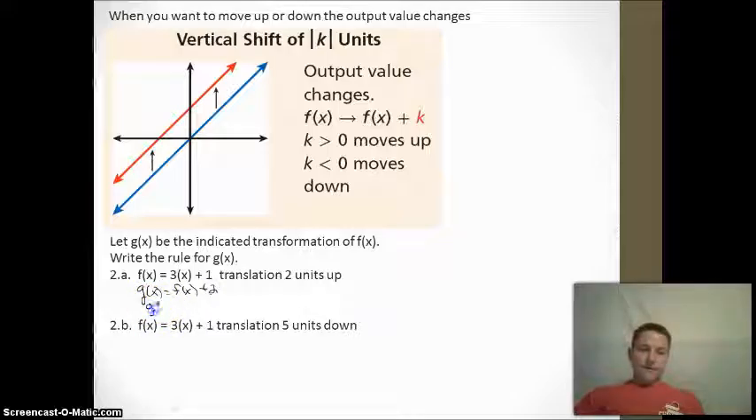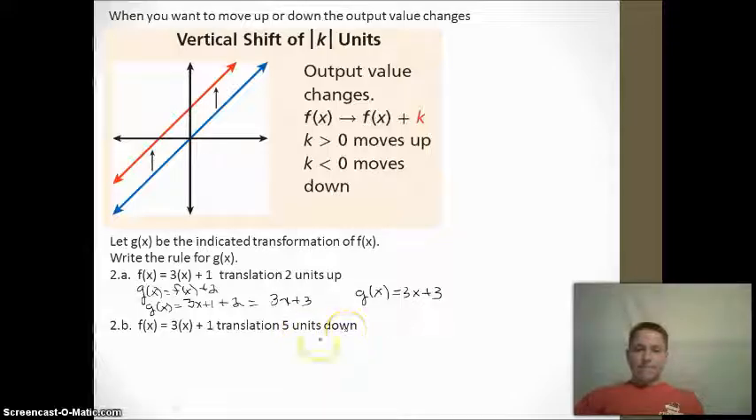To get g of x then, we take our old function f of x, which was 3x plus 1, and just add 2, because that's what the rule says. You take f of x and you add your number. So our new function g of x would be 3x plus 3. So g of x equals 3x plus 3.